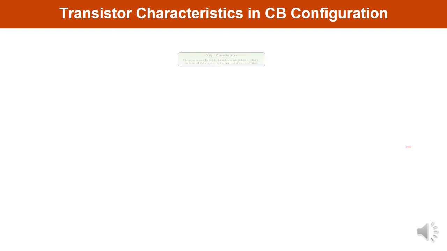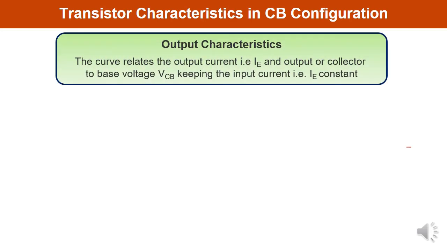Let us discuss the output characteristic. In this case, if you observe the diagram for the NPN transistor which we have drawn, this curve is going to be plotted between the output current, which is IC, and the output voltage, which is VCB, by keeping the input current IE constant. So by keeping IE constant and by taking different values of IE, you need to plot this curve.